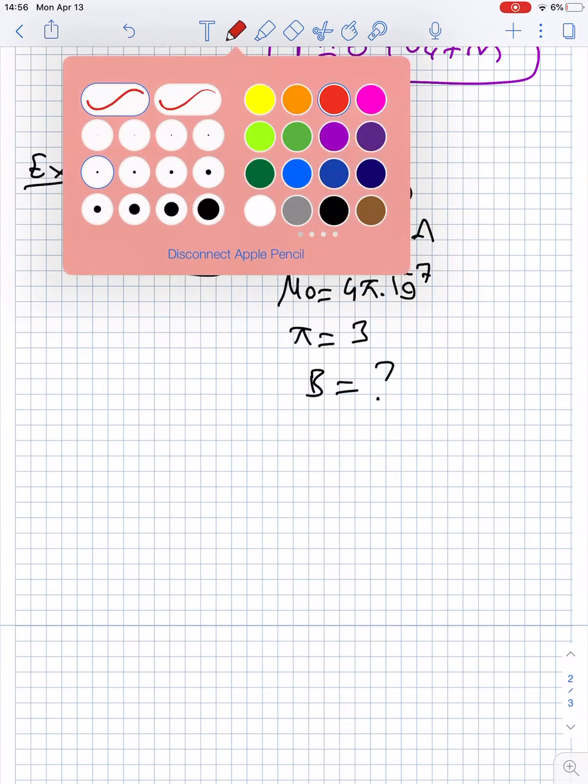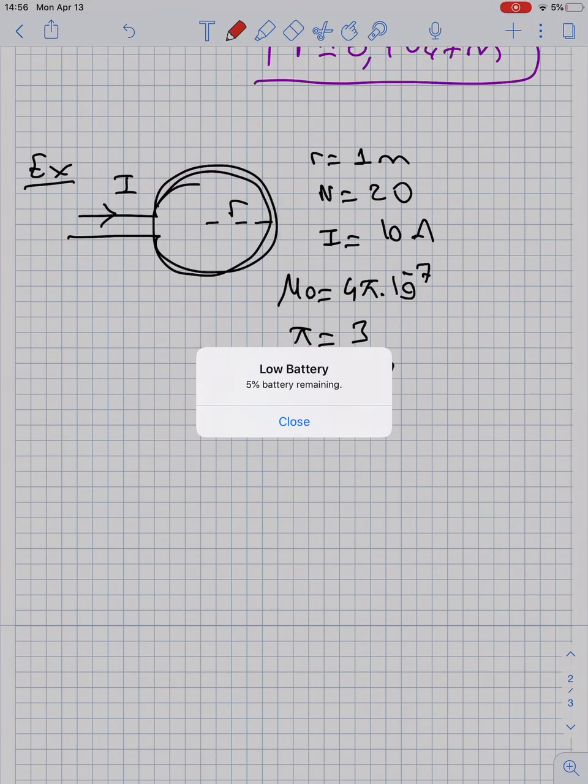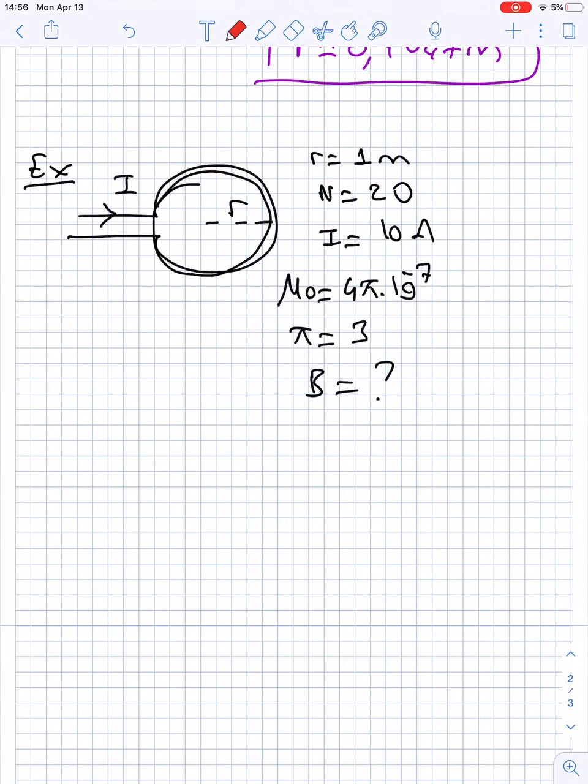Okay, when I check this question, how can we find the direction of the magnetic field? My fingertips show the direction of the current. My thumb shows into the page. My direction is like this.